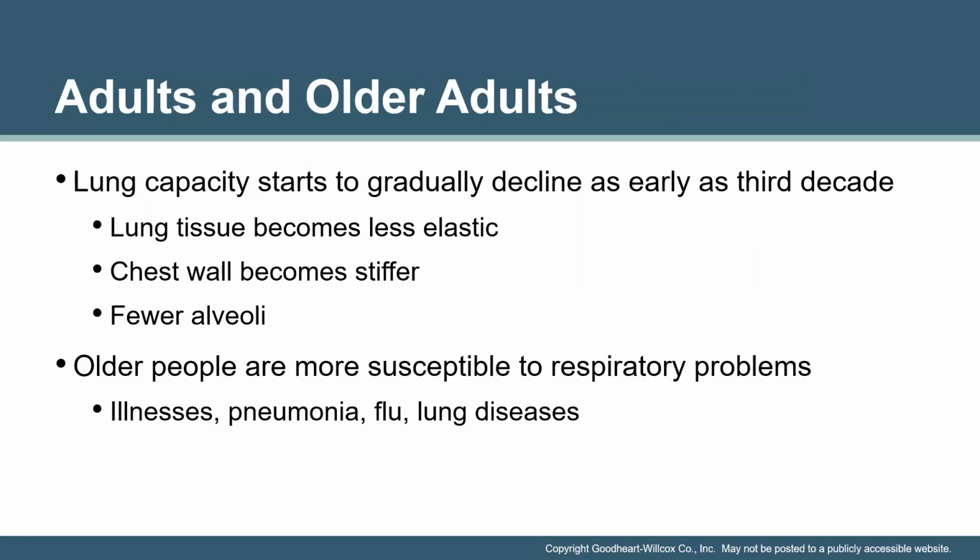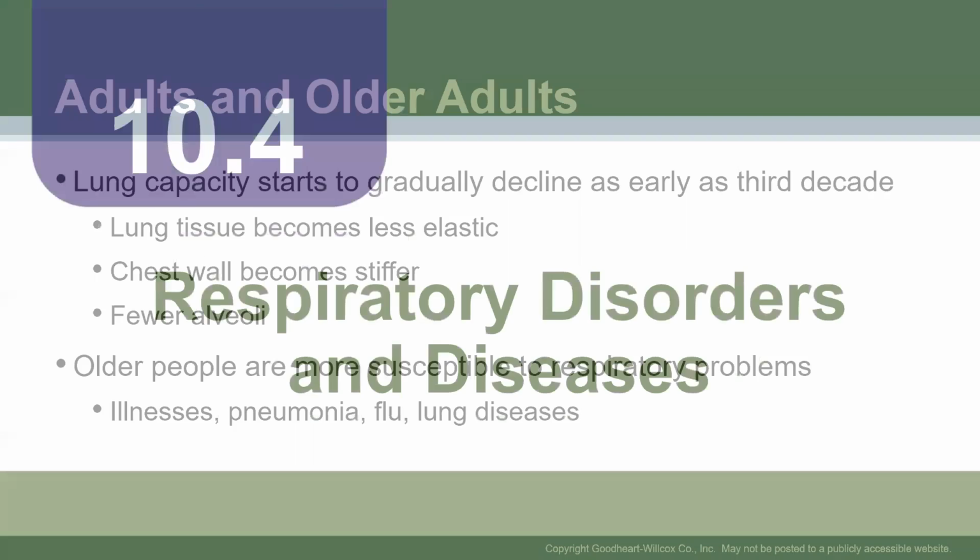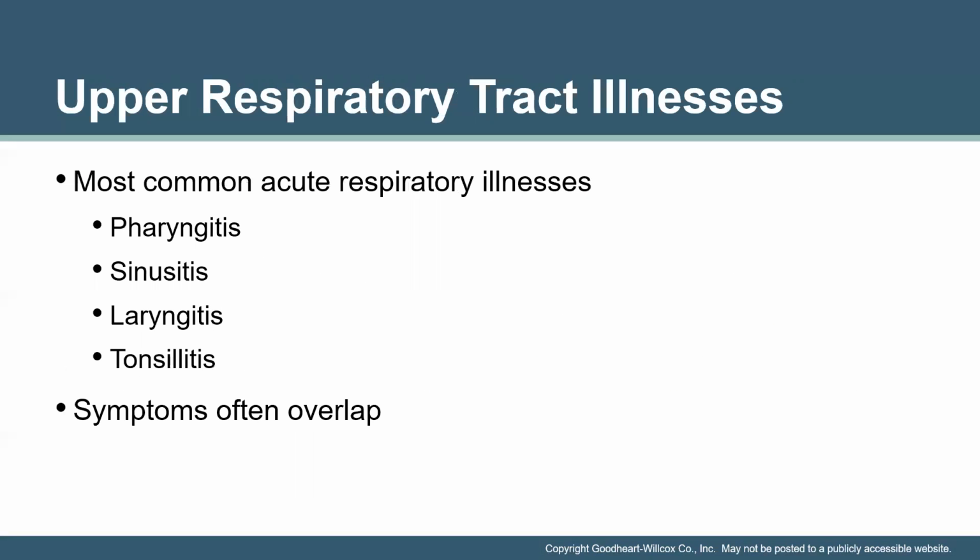Now in adults and older adults, as with everything, lung capacity starts to decline. Lung tissue will become less elastic, the chest wall becomes stiffer, and we have fewer alveoli. So older people are more susceptible to respiratory problems, which we know are illness, flu, pneumonia, lung diseases. That's not the only reason though, okay? There are multiple other reasons why we see changes in older adults.